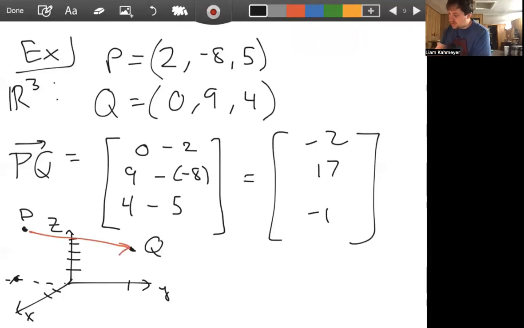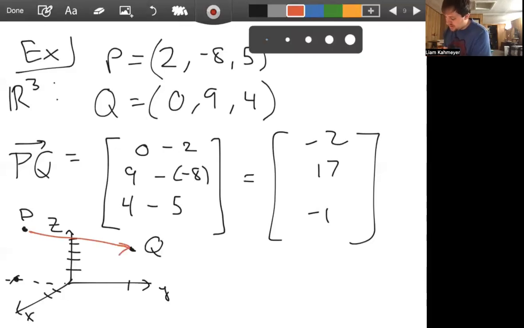Basically we're going down 2 units in the X direction, which makes sense. The X direction, as I've drawn it, the positive X direction would be coming out of the screen, and so the negative X direction would be going into the screen. So to get from P to Q, we're going into the screen 2 units, 17 units to the right, and then 1 unit down, right? This would be your interpretation of this vector in 3D space.